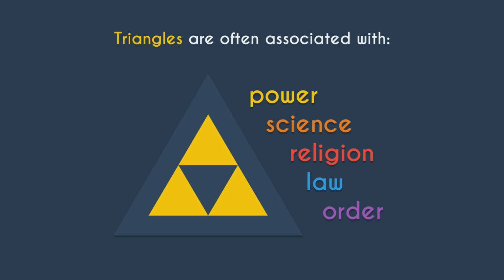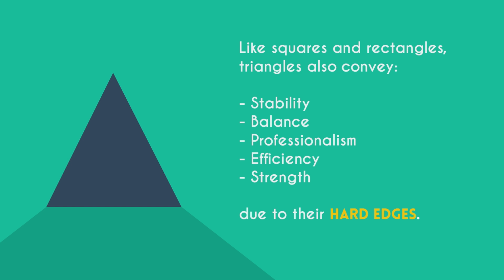Now, personally, I think this is because triangles, they always tend to point towards something, okay? Because they have 3 points to them. So whichever way they go, they're pointing at something, yeah? So it's this idea of progress, of moving forward, of going towards an aim, yeah? Or a goal or a being or something. It's progress of moving towards something. And I think personally that's where this idea of power and especially religion comes from, this idea of making progress towards a goal. However, like squares and rectangles, they also convey the things such as stability, balance, professionalism, efficiency, strength due to their hard edges, okay?